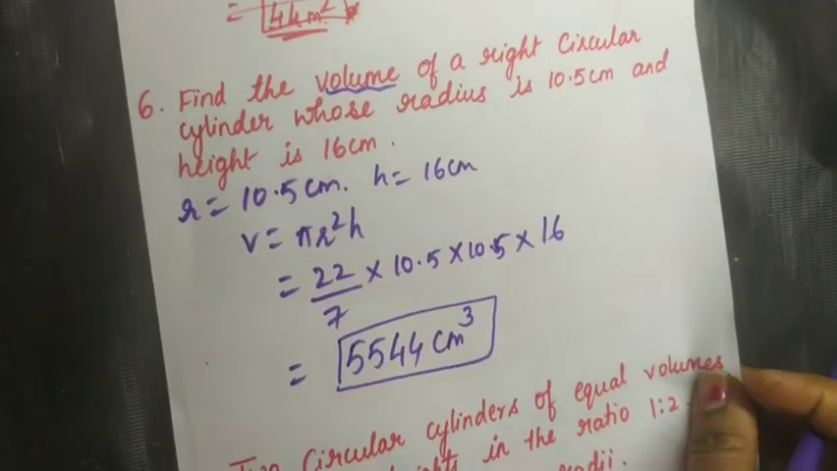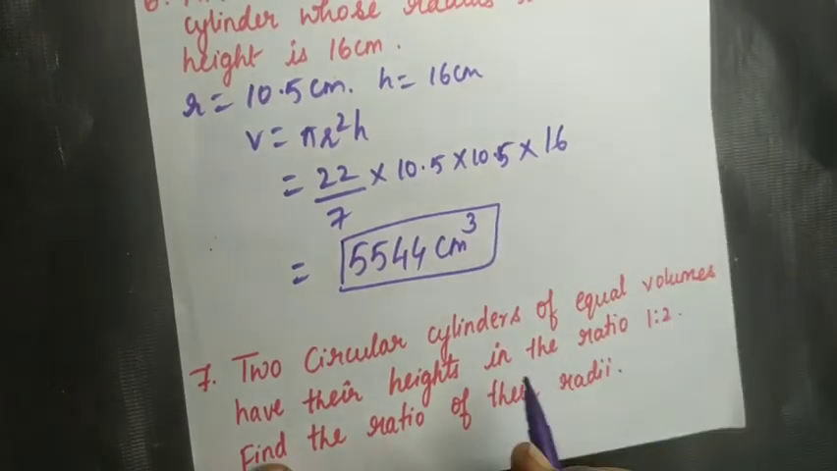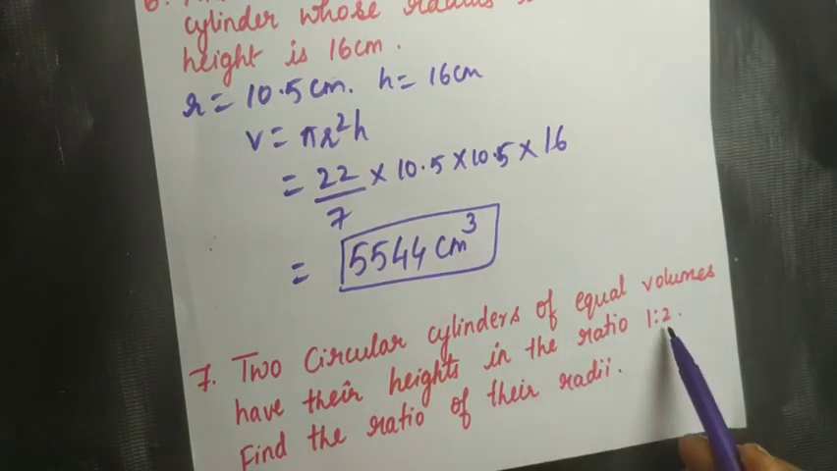Now the seventh problem. Two circular cylinders of equal volumes have their heights in the ratio 1:2.